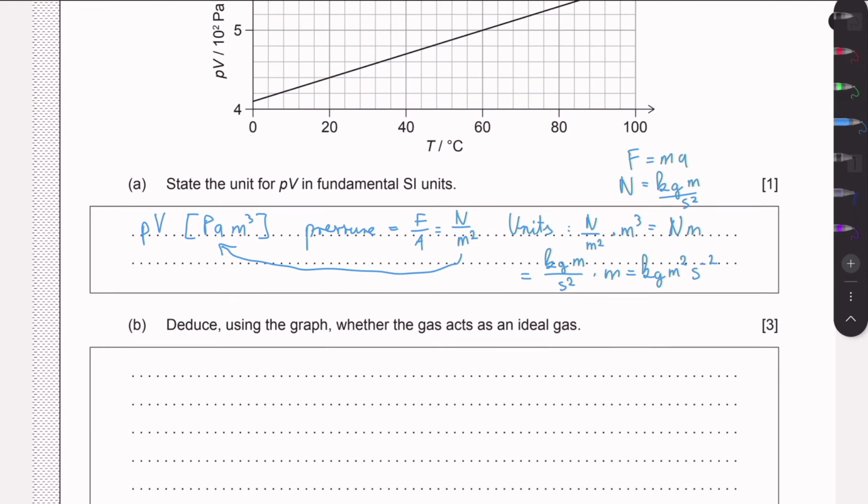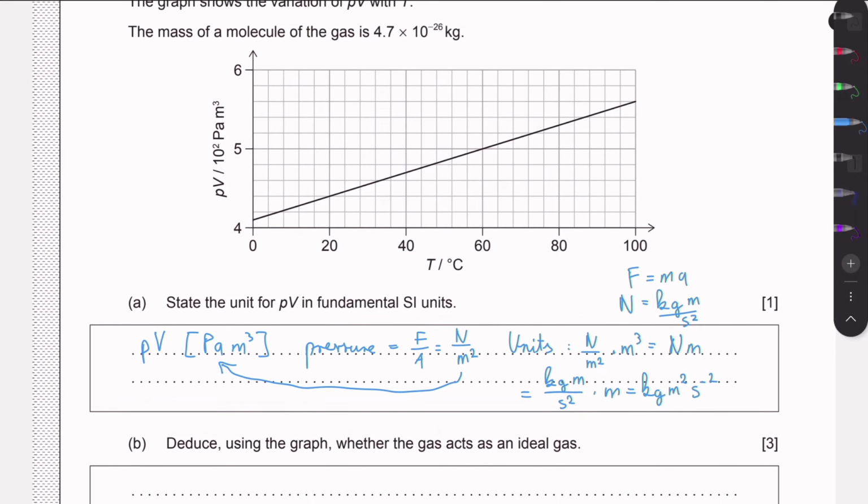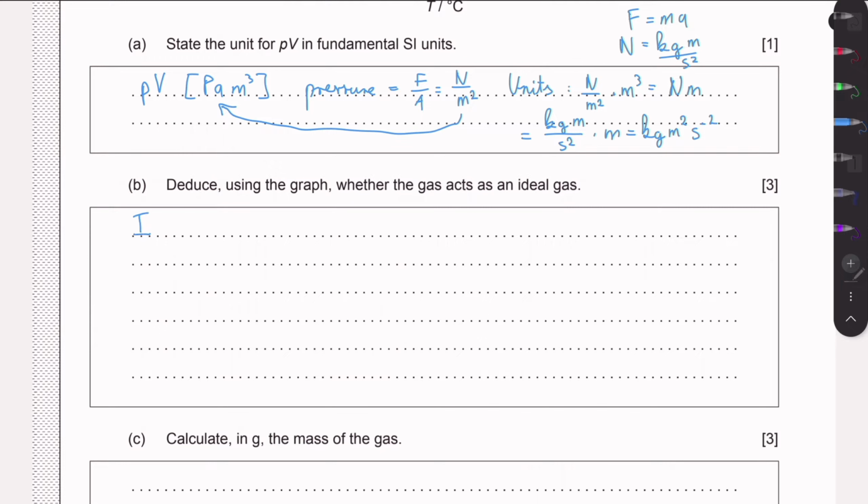All right, and then in this part we need to use the graph to deduce whether the gas is ideal or not. What we need to remember here is that an ideal gas is a gas that follows the ideal gas law, which is quite intuitive, I think. And the ideal gas law, if we look in a data booklet or we just know it, is PV equals nRT. So this equation needs to hold for a gas to be considered ideal. If this is not true for a gas, then it will not be ideal.